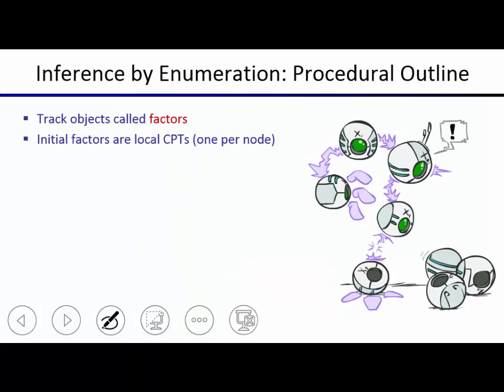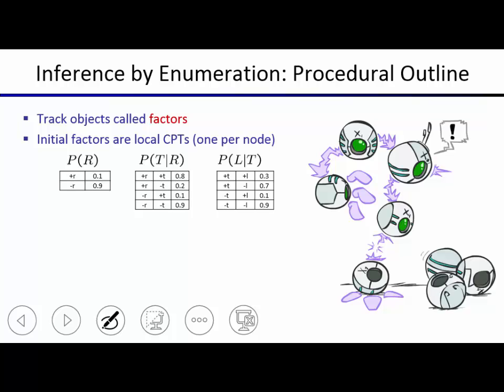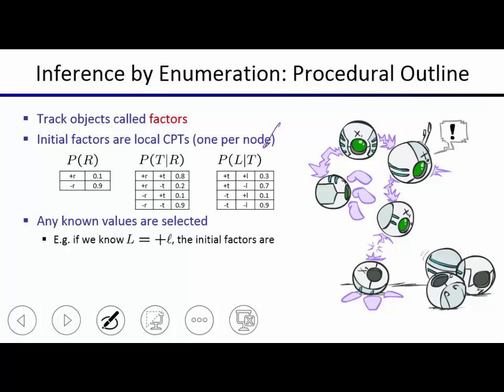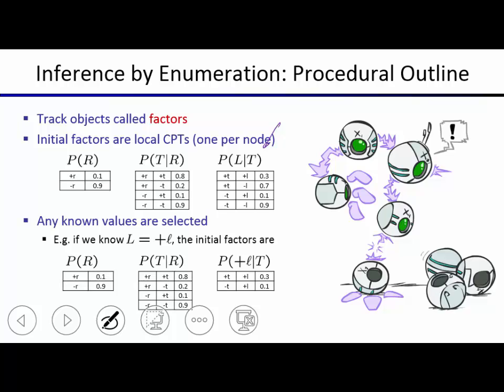Okay. So we're going to track objects that we call factors. The initial ones are the conditional probability tables, one per node. But as we go along, we'll combine them to get new factors. So these are our initial factors. If anything is observed, we go from those initial factors to sub-selecting only the rows consistent with the evidence. So if L equals plus L, any table where L appears, we get rid of inconsistent instantiations. So L appears only in this table over here. So for that table, we'll shrink it to only retain entries consistent with plus L. So this is our new starting point in the case of evidence L equals plus L.